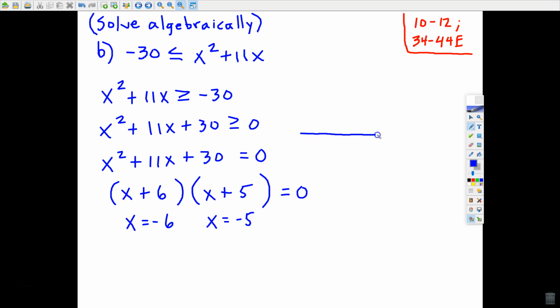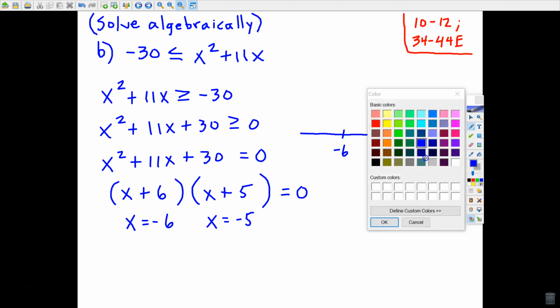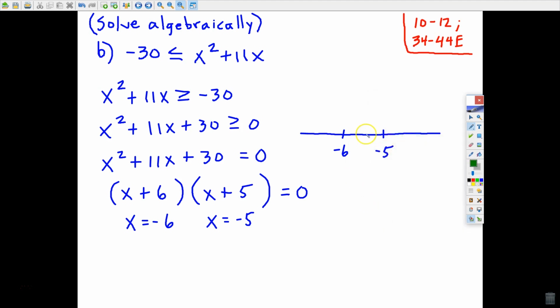And once again, we're just going to make a little number line, and we're going to do some testing. Our number line is broken up into three parts. So you can kind of think of it this way. The numbers less than negative 6, the numbers between negative 5 and negative 6, and then the numbers greater than negative 5. So I'm going to choose negative 7 as my test. Will it make this inequality true? I guess we'll go down to this one where I've made it greater than or equal to 0.